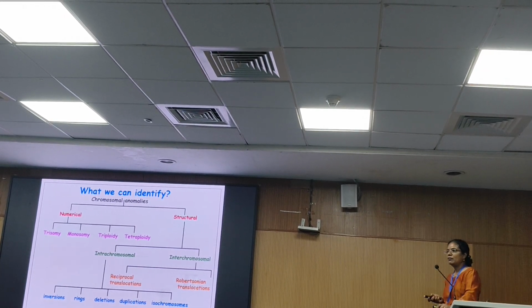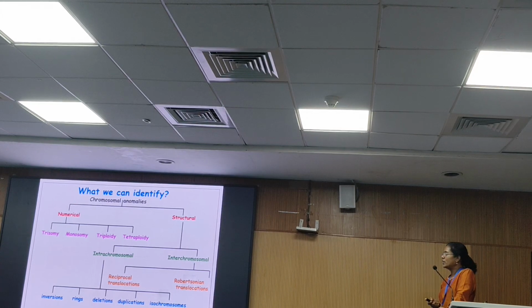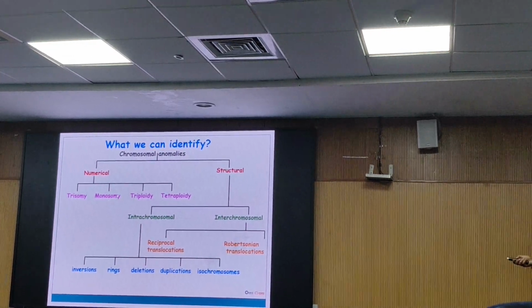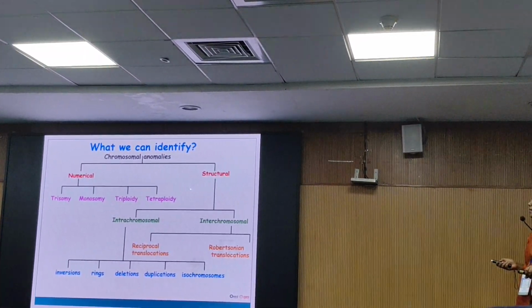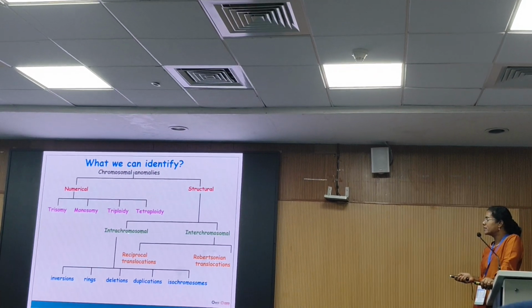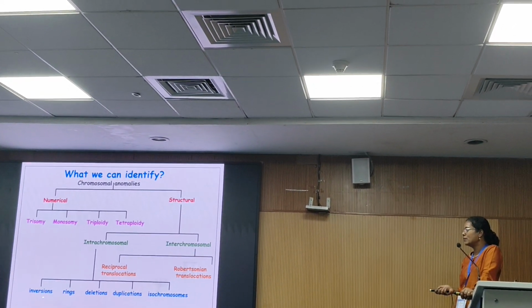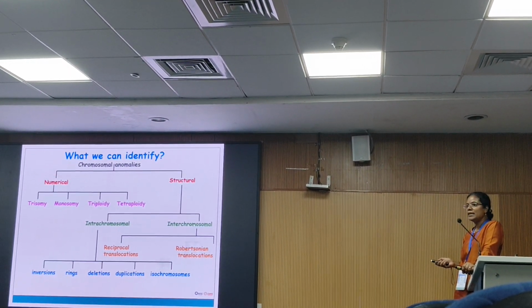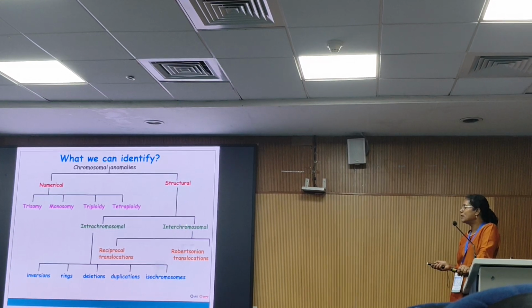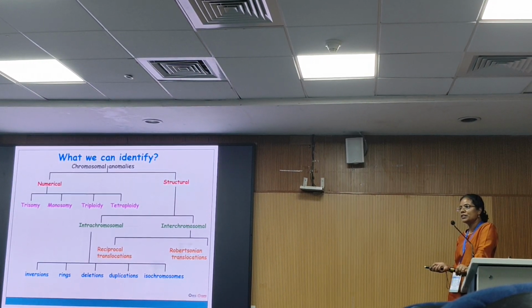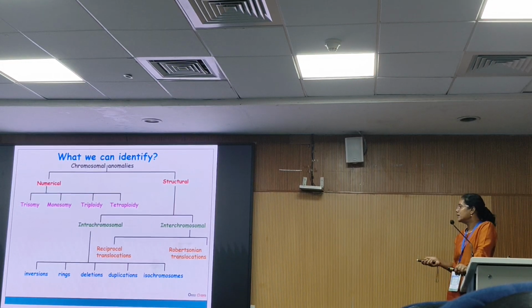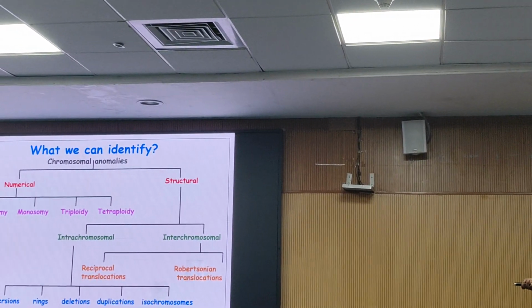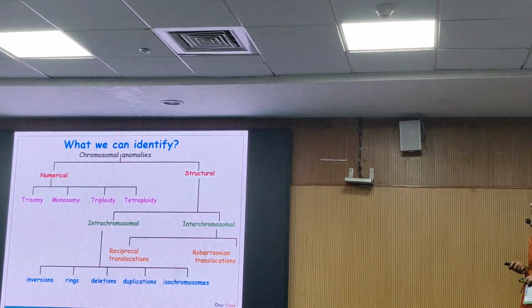Now what can we identify by using this Giemsa staining? We can identify numerical abnormalities like trisomies, monosomies, triploidy, tetraploidy, and also structural chromosomal abnormalities: intrachromosomal abnormalities like inversion, ring chromosome, deletions, duplications, and isochromosomes, and interchromosomal abnormalities like reciprocal translocation, let me tell in detail, and then Robertsonian translocation. So these are all the anomalies which we can identify by doing a simple GTG banding.